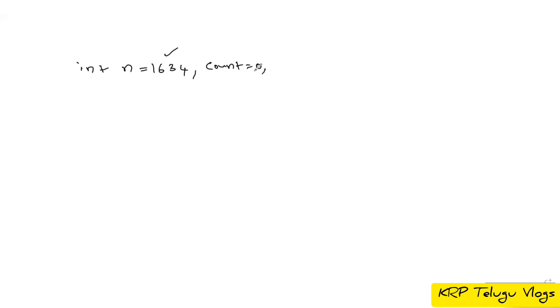So I will take count. Count is equal to 0. I will take one temporary variable. Temp is equal to n. In that temporary variable, I will store the n value because n we need till the end. So it will become 0 when you traverse. I will show you why we need temp. So first we will count the number of digits.